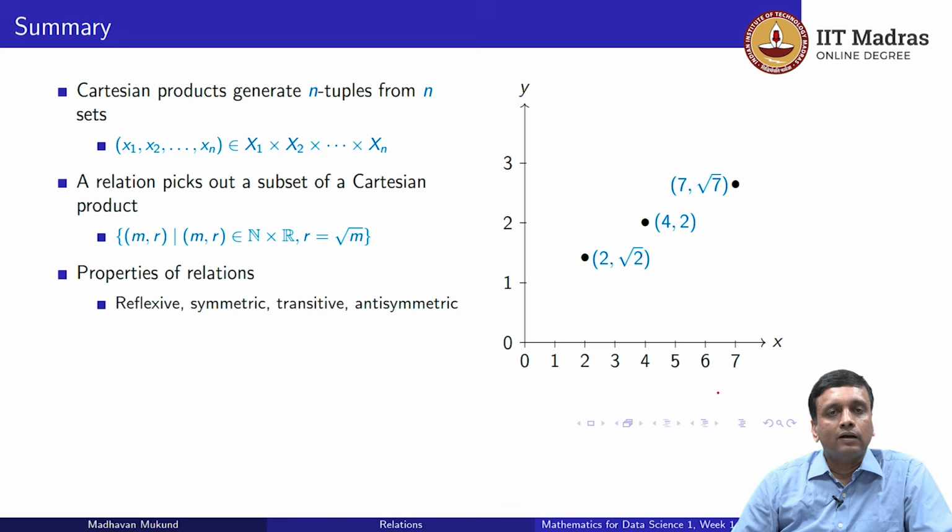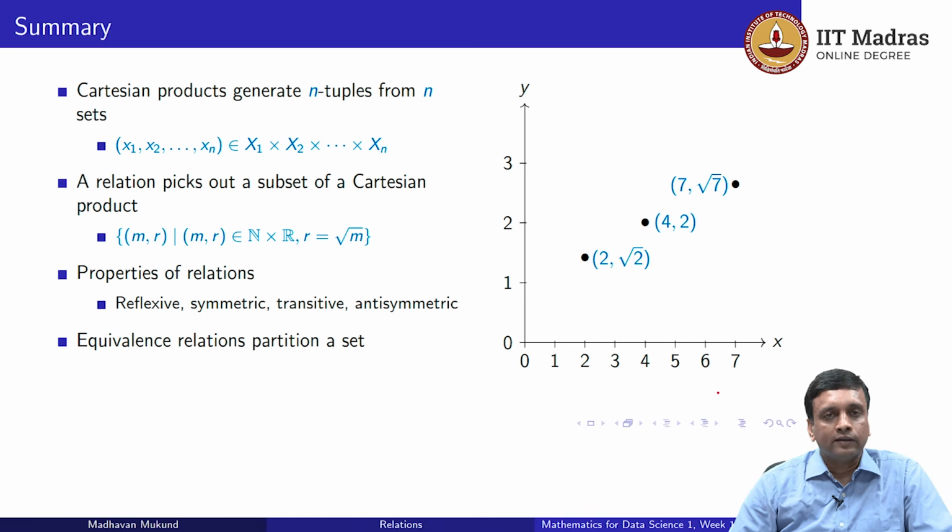So we have seen that there are some properties that we would like to record of binary relations: reflexivity, symmetry, transitivity, and sometimes anti-symmetry. And using reflexivity, symmetry and transitivity together, we get what is called an equivalence relation. And equivalence relations partition sets into equivalence classes which behave like equality.